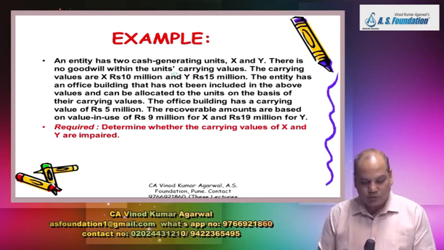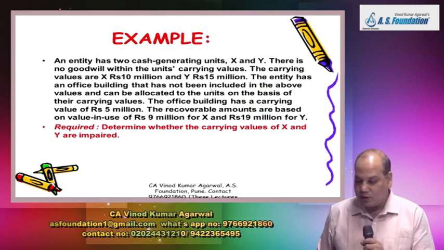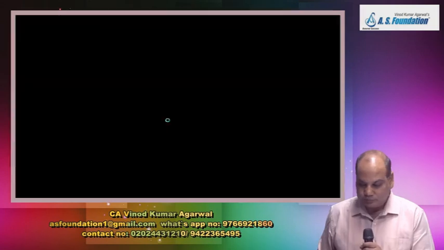So how many total number of assets are given in this question? 3. CGU X, CGU Y, and an office building. And what is the basis for allocation of office building? Carrying value of X and Y. So first you allocate. Take the total. Compare with recoverable amount 9 and 19. And then compute the impairment loss.